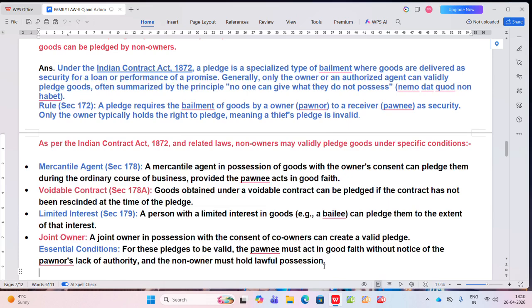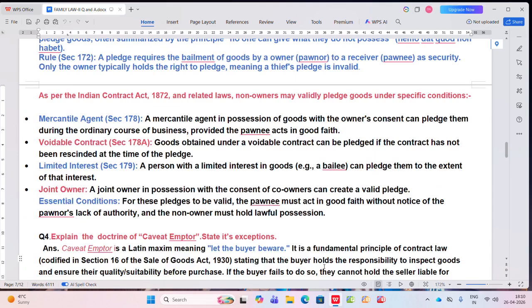A joint owner in possession with the consent of co-owners can create a valid pledge. So these are the specific conditions under which non-owners can pledge goods. Now, essential conditions. For these pledges to be valid, the pawnee must act in good faith without notice of the pawner's lack of authority, and the non-owner must hold lawful possession. This is the answer for the question above.